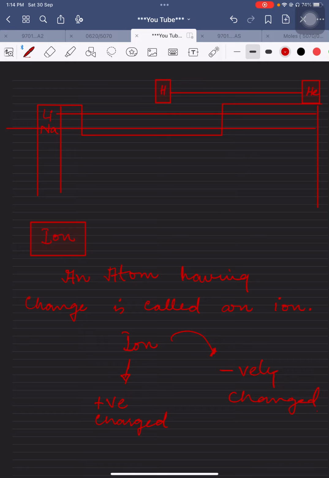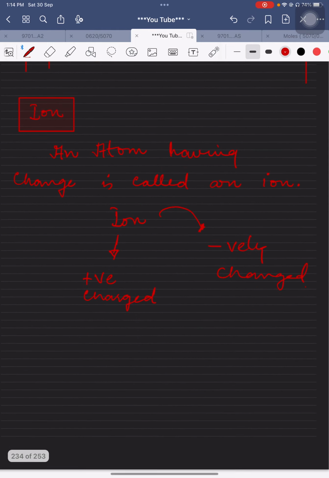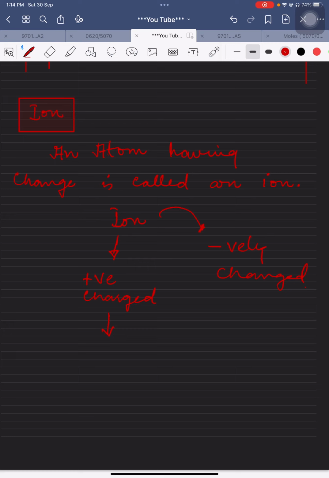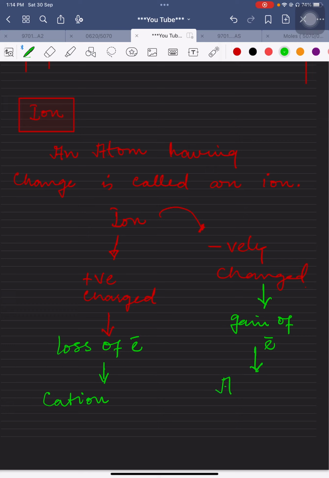Let's discuss it further. A positively charged ion is formed by loss of electron, and a negatively charged ion is formed by gain of electron. The positively charged ion is called a cation, whereas the negatively charged ion is called an anion. So ions are of two types: cation, which is formed by loss of electron, and anion, which is formed by gain of electron.